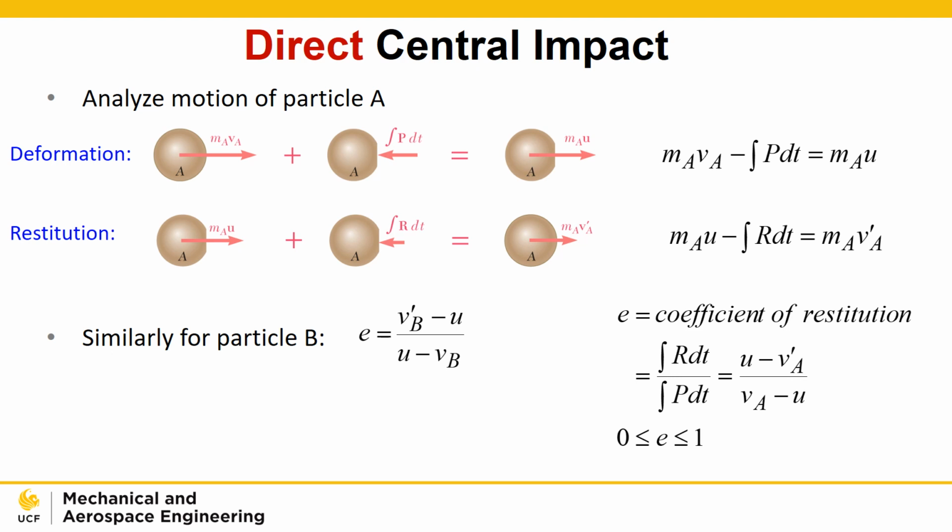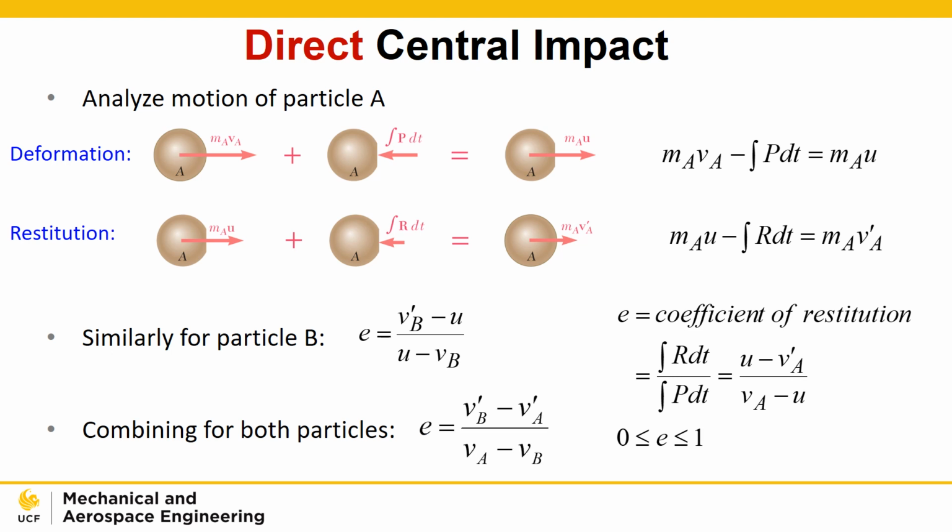If we equate the two coefficient of restitution values for particles A and B, then for both particles we get coefficient of restitution E is equal to VB prime minus VA prime over VA minus VB. In other words, the coefficient of restitution is the ratio of the relative velocities of the two particles after impact to the relative velocity of the two particles before impact.